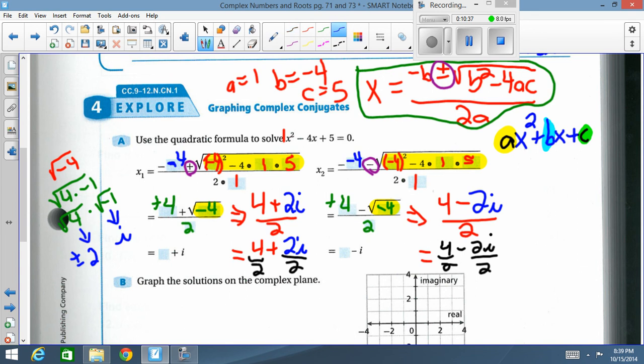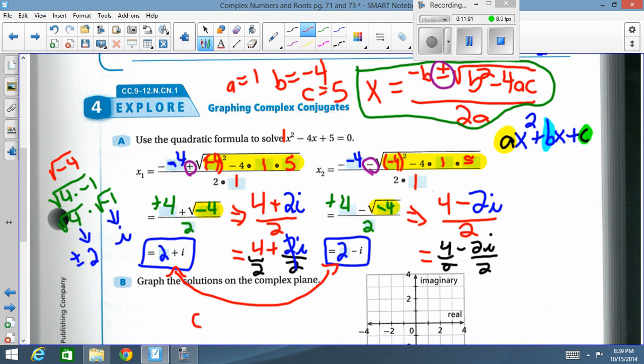Because now, when I do 4 divided by 2, I get 2. And when I do 2 divided by 2, that's where I get 1 and i. So 2 plus i is my solution. Same thing over here. 2 minus i is my other solution. Notice, these two here, these are conjugates. We talked about that at the top of this page. The reason I bring that up is because when you have a negative under a radical, you are going to have conjugate answers.